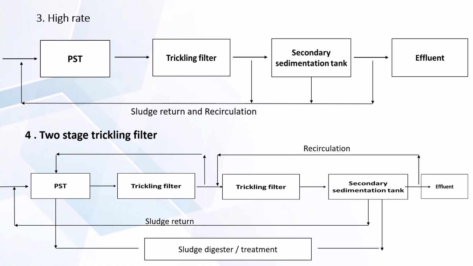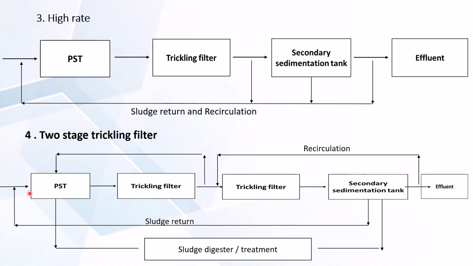Now the third is the high rate. In this, the water comes through the primary sedimentation tank to the trickling filter, and some part of the water is recirculated back, and after the secondary sedimentation tank, some part of the sludge is also returned back to the PST.